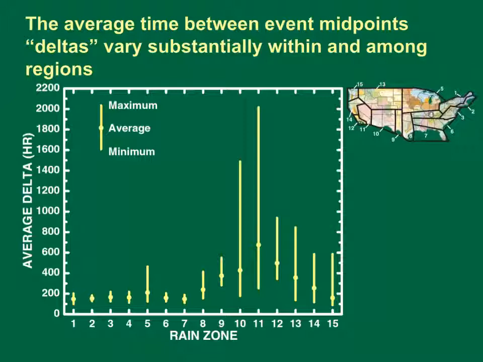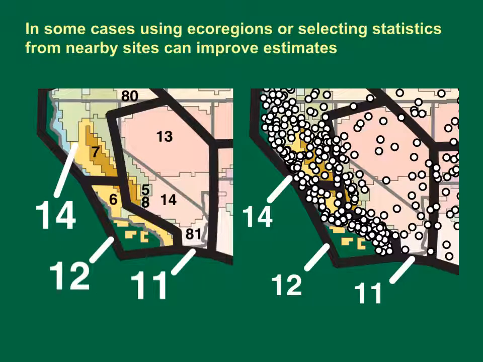Rain zones 10, 11, and 13 have especially large ranges in the average time between event midpoints among monitoring stations. In these regions, it may be best to select statistics from one or more nearby monitoring stations. However, it should be noted that even the least variable regions have ranges of about 50% of the average value. In some cases, using ecoregions or selecting statistics from nearby sites can improve rain zone estimates.